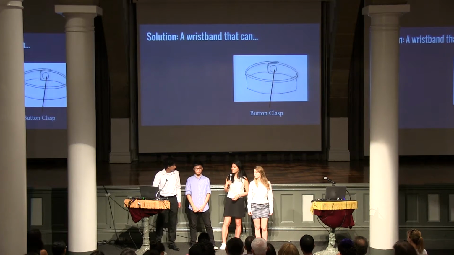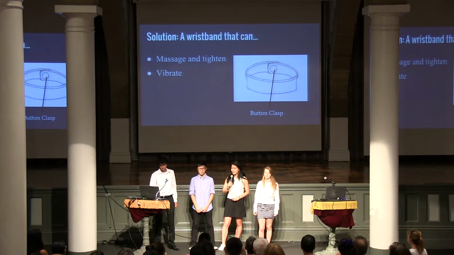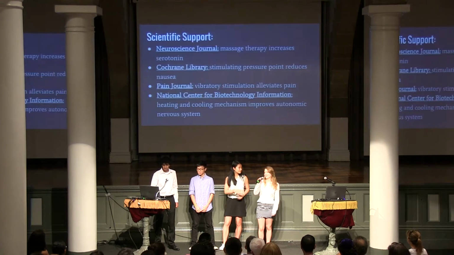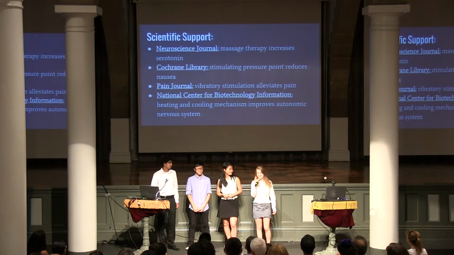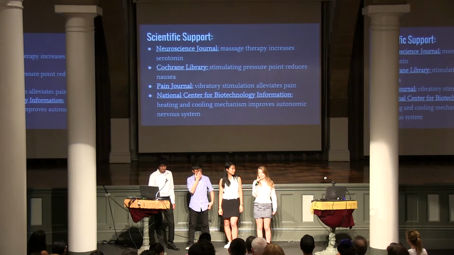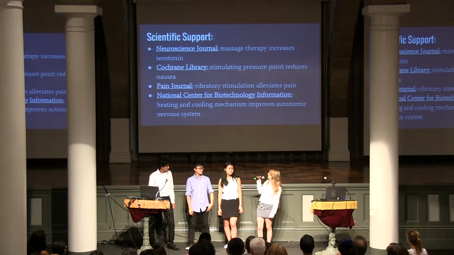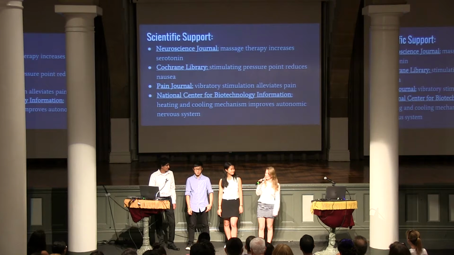Our solution is a wristband, as shown above, that can massage and tighten, vibrate, heat up, and cool down. All of these things we didn't just come up with. We did a lot of scientific research and found a lot of journals that have evidence to support all the different ways in which we want this wristband to help treat anxiety. For example, the Neuroscience Journal says that massage therapy increases serotonin, and there are other benefits like decreasing heart rate and blood pressure. So definitely it will be helpful.